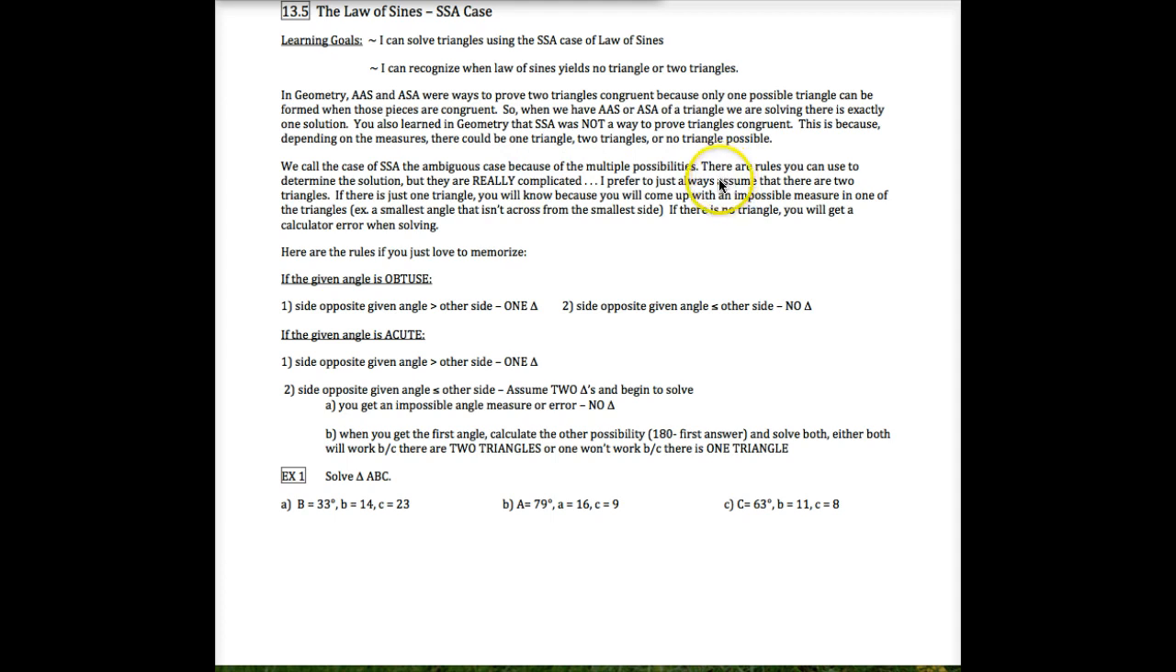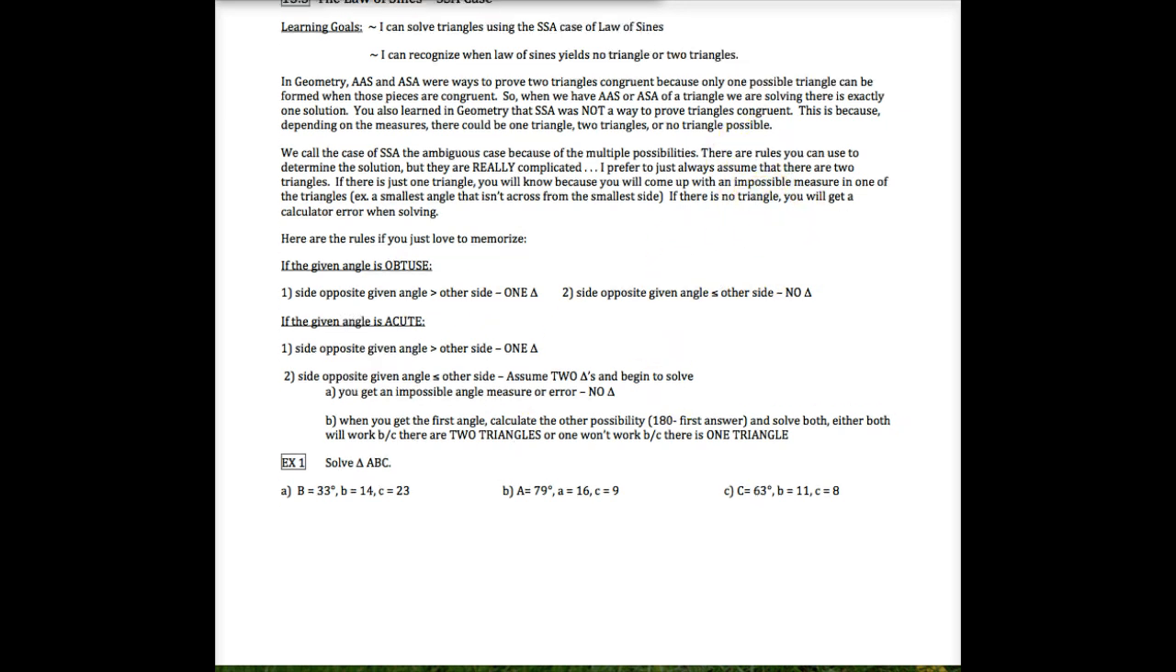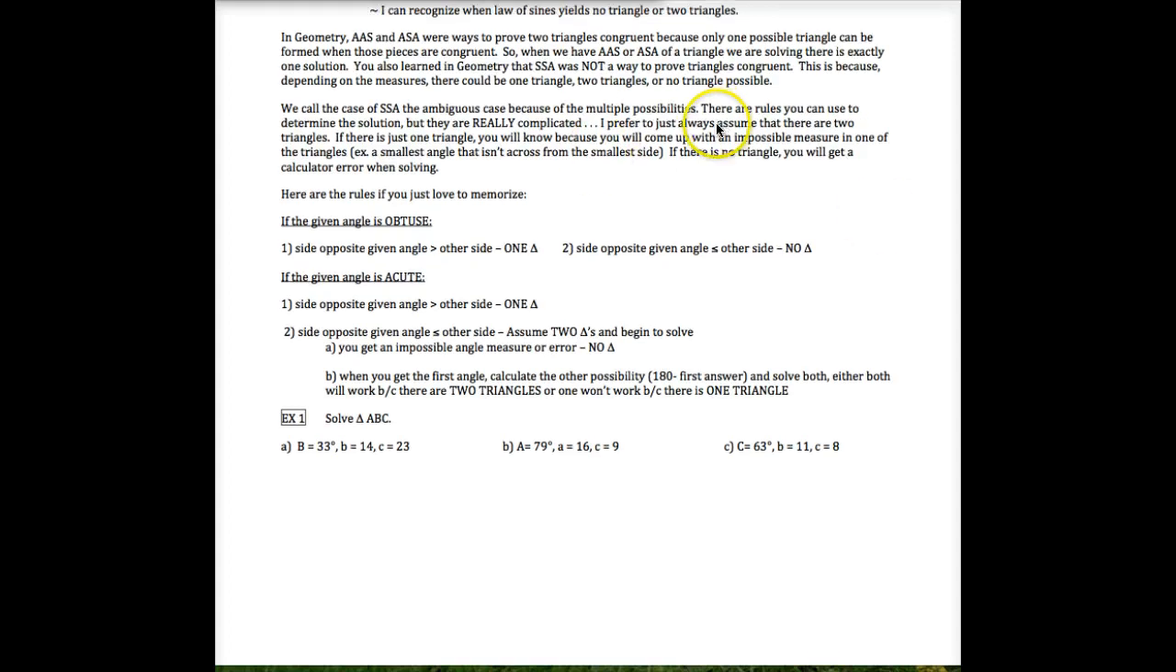Now, there are rules that you could use to determine the solution. They're complicated. I don't memorize the rules at all. If you just love to memorize rules, I'm not even going to read the rules to you, but I did type them out here so that you could see that there is a method to the madness. But to try to memorize all of this, if it's obtuse and this is true, then it's this. If it's obtuse and the other is true, again, there's just lots of possibilities, and it's not something that I feel is worth memorizing.